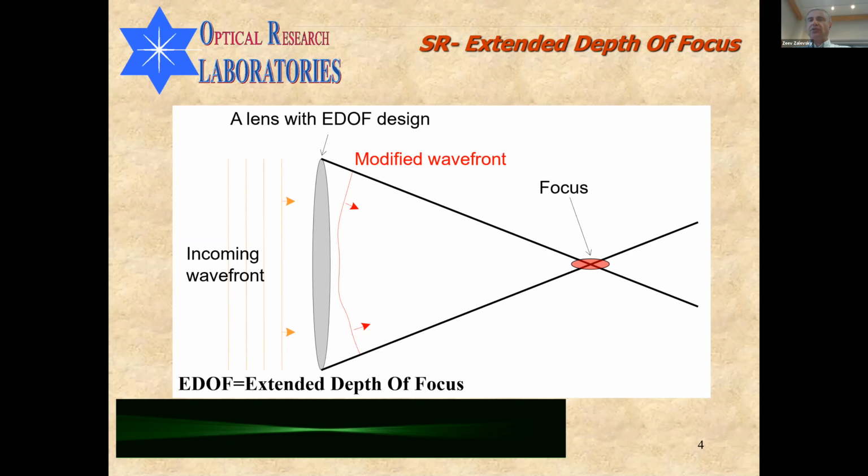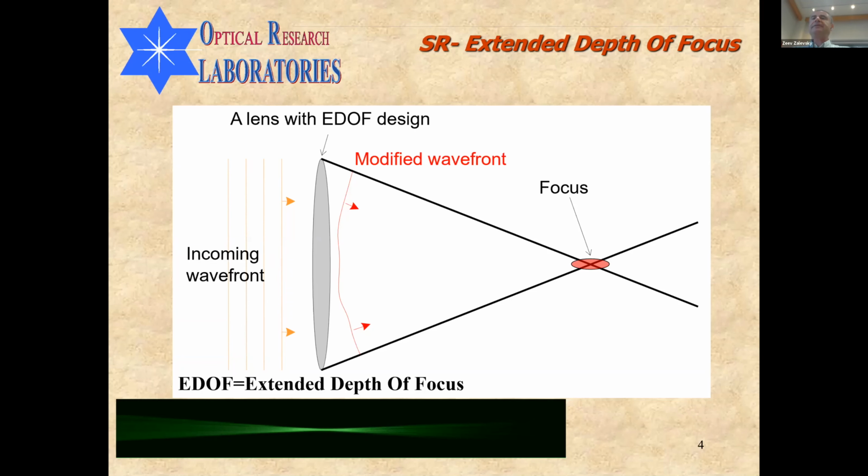The other type of solutions is what is called refractive solutions for extended depth of focus. The problem with refractive solutions is that they are bulky and expensive, so they are less suitable for ophthalmic applications, but their advantage is that they have good optical performance, high energetic efficiency, and no chromatic aberrations. But as I said, they are not suitable for ophthalmic applications.